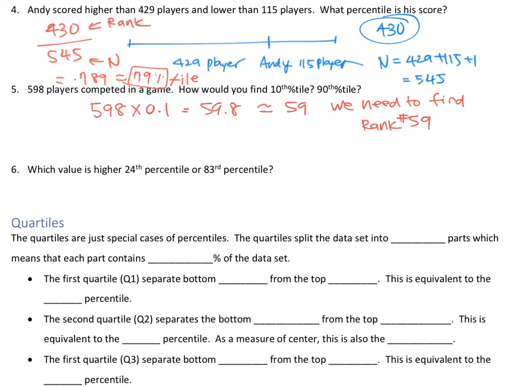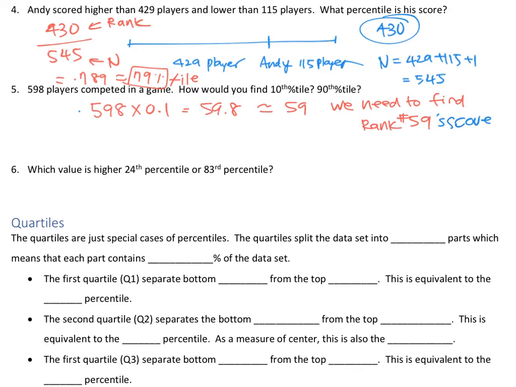Okay, so here the 10th percentile is not 59. 59 is not the score. This is the rank of this person. So I have to go ask this person, hey, what score did you get? Whatever this person tells me, that is going to be the 10th percentile. So we need to find the score of the person at that rank. All right, let's look at the next question.